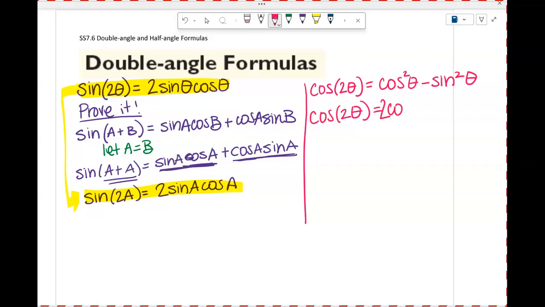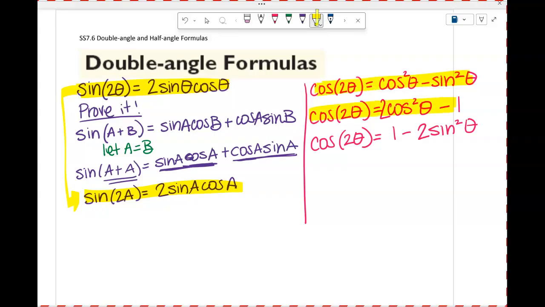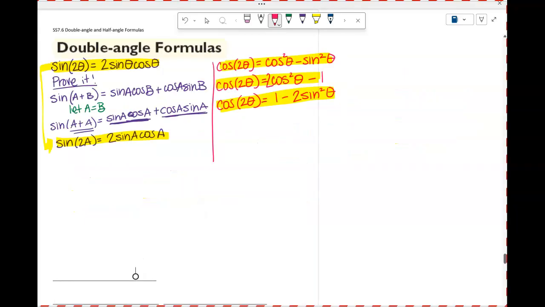2 cosine square of theta minus 1. And then the third double angle of cosine is going to say 1 minus 2 times sine square of theta. All right, guys, I want you to highlight this and I want you to memorize these. And yes, you have to memorize it because you're not given anything here. Okay, let's go and prove it.